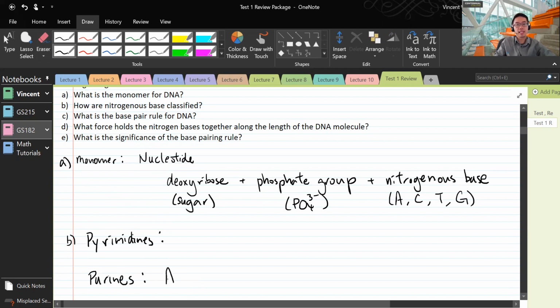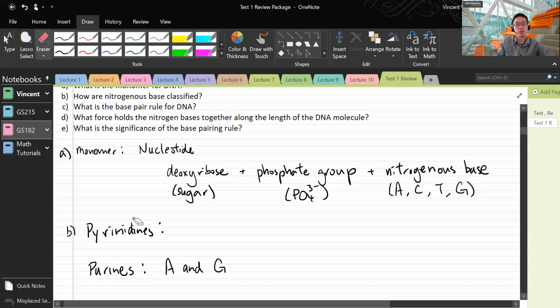Purines are adenine and guanine, right? Pure as gold. That's how you can remember it. I told you that before. And pyrimidines are thymine and cytosine. You should also know pyrimidines have a single ring.